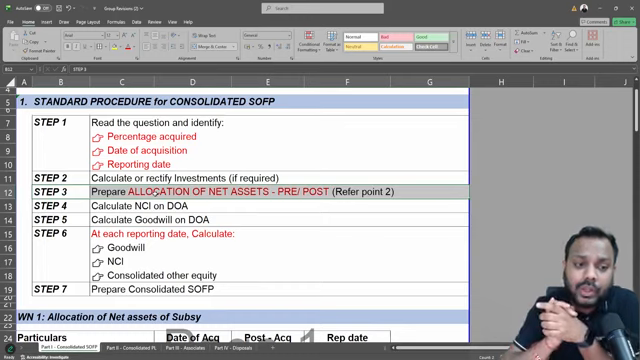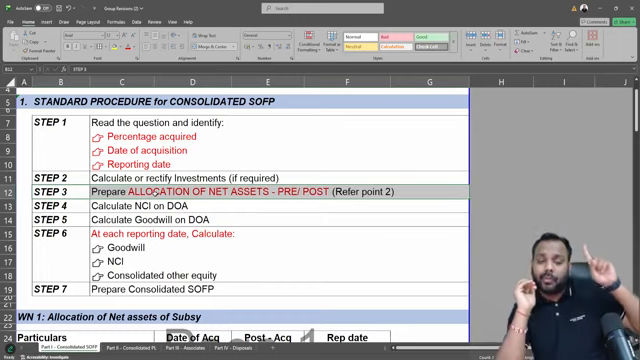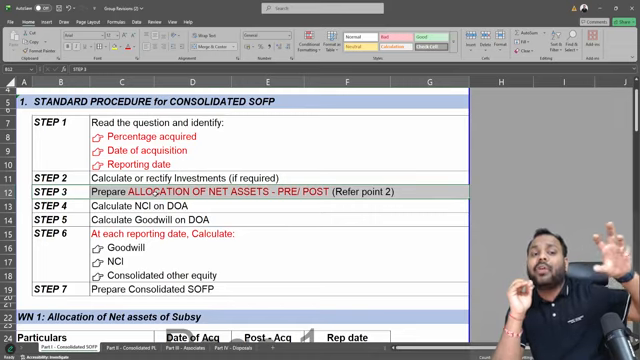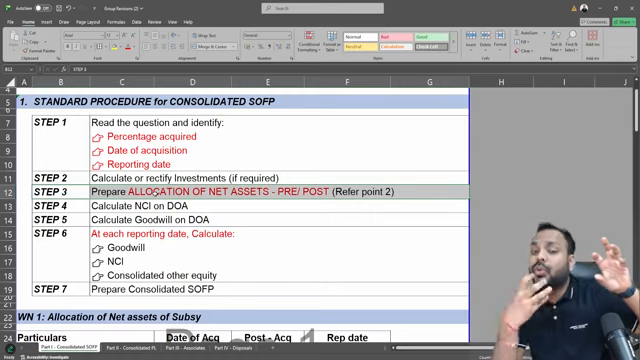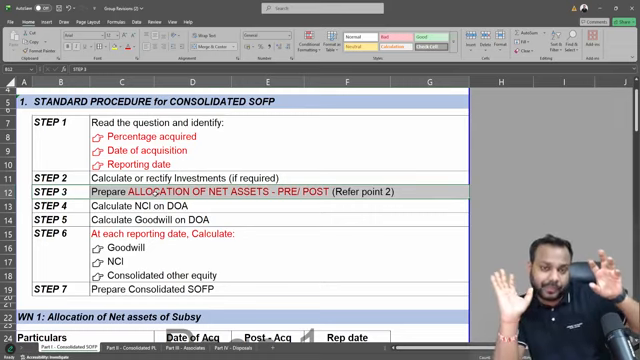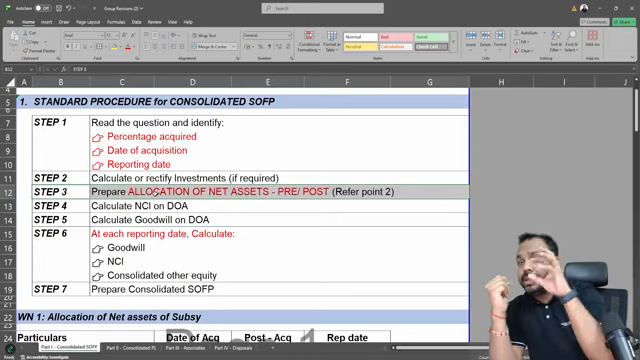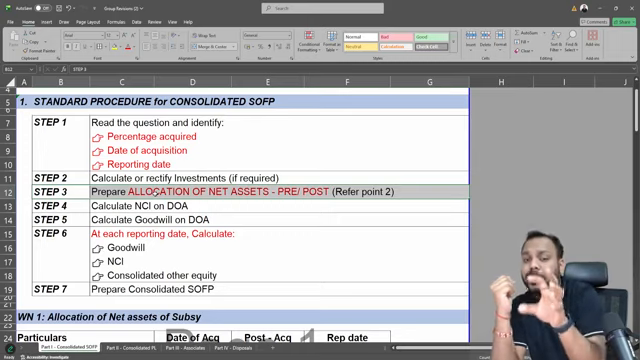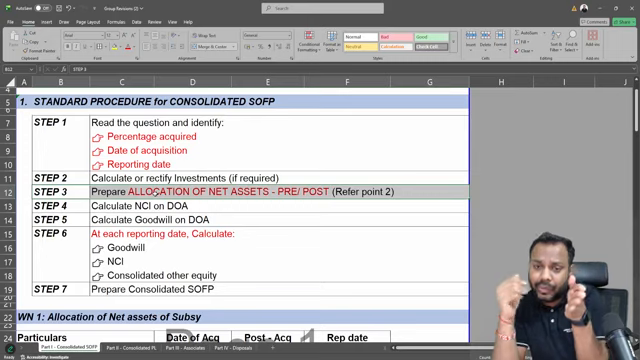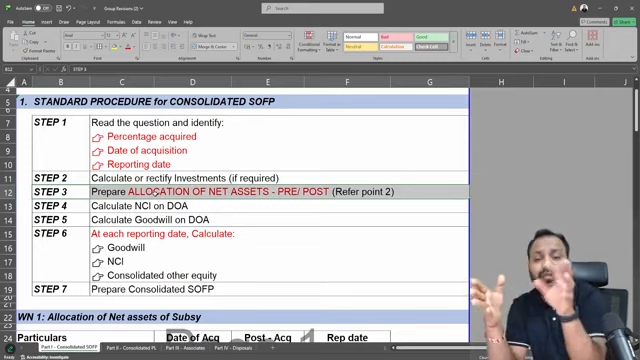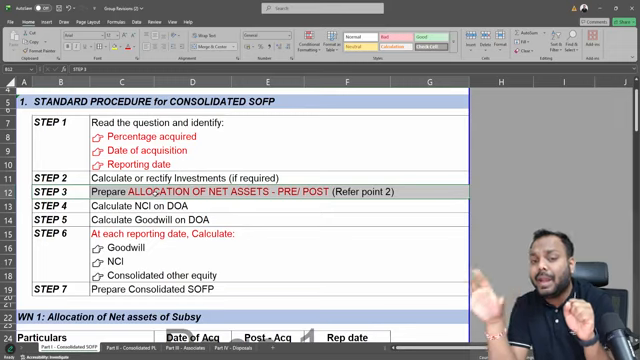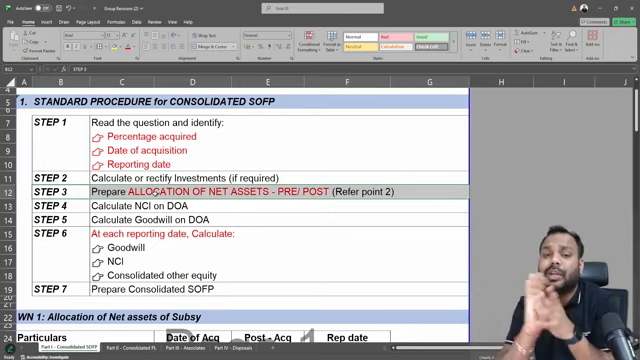How are we going to use this data? Now, point number one, fair value of net assets on date of acquisition. We will use this data to compute goodwill or gain on bargain purchase. Okay, now the post acquisition profits of the subsidiary earned from date of acquisition till reporting date will be allocated to parent and NCI in the ratio of their shareholding.